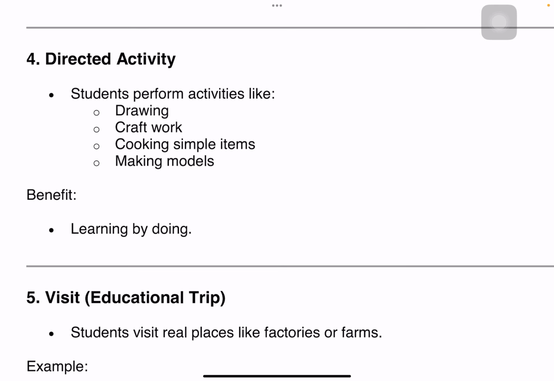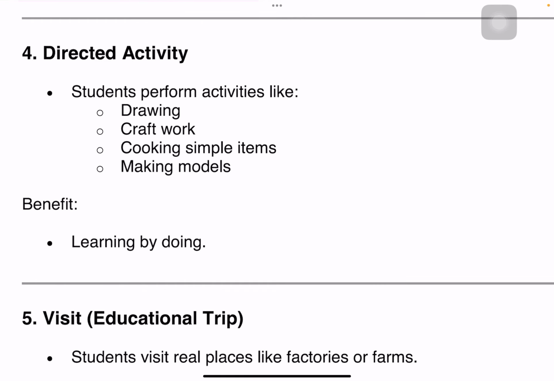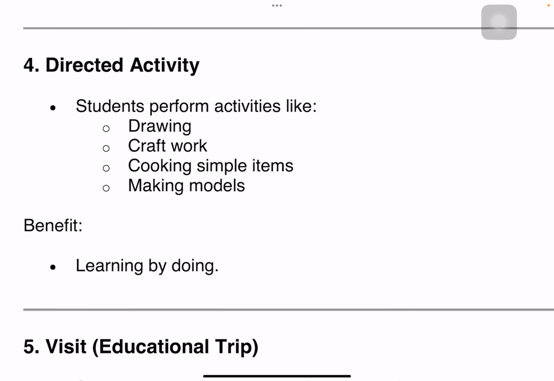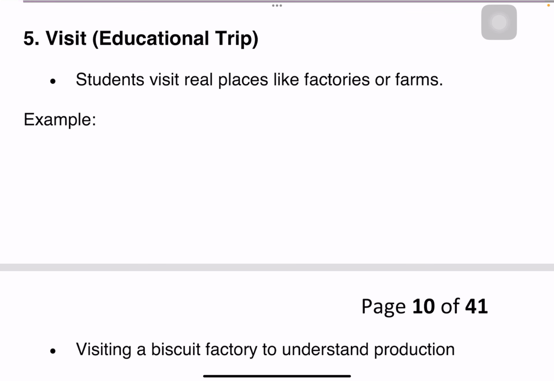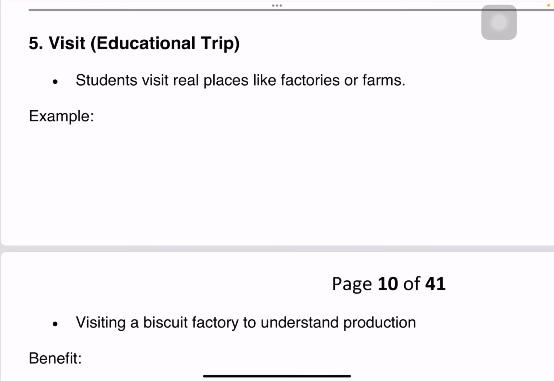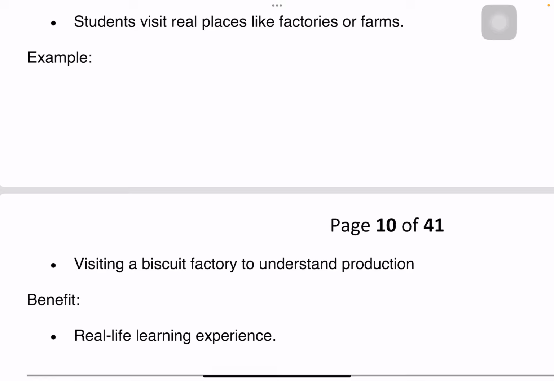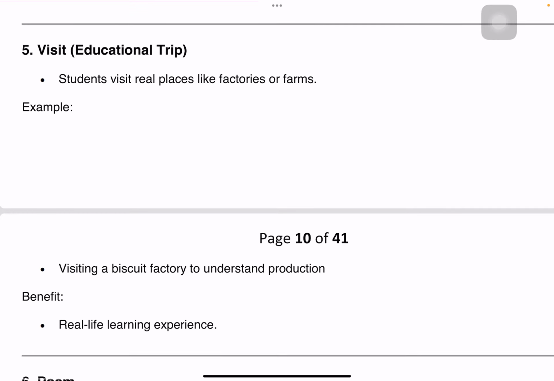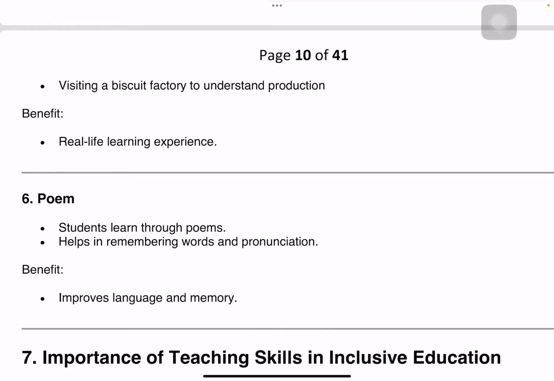Number four, directed activity. Students perform activities like drawing, craft work, cooking simple items, making models. Benefit: learning by doing. Visit, educational trip. Students visit real places like factories or farms. Example, visiting a biscuit factory to understand production. Benefit: real life learning experience gives more exposure than theoretical knowledge.